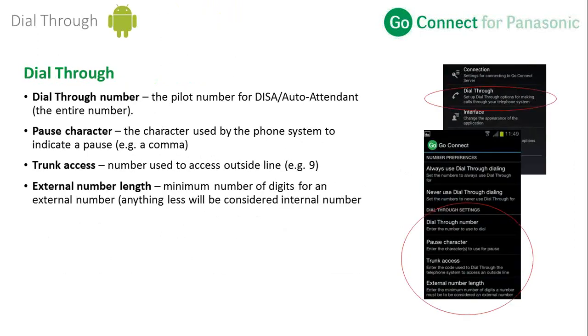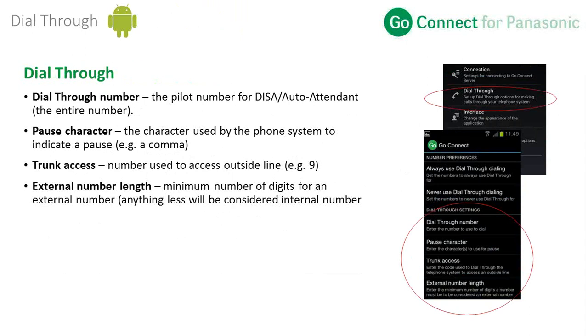Okay. Dial through. Assuming you have a DISA or auto-attendant number configured on the phone system, you can configure the GoConnect mobile to dial through that number. So it will dial the auto-attendant pilot number from the GoConnect mobile. The pause character by default is a comma. That's just something that we put in place.